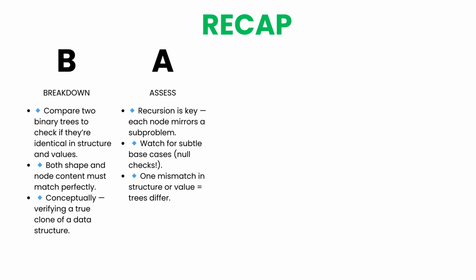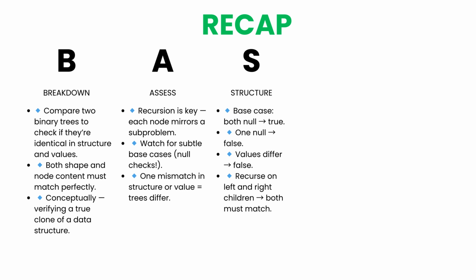Both null is true, one null is false, and any value mismatch fails, plus the reminder to check both left and right subtrees. Our plan was a tight sequence. Handle the null checks first, compare values when both nodes exist, then recursively verify left and right. Both sides must agree for the overall result to be true.